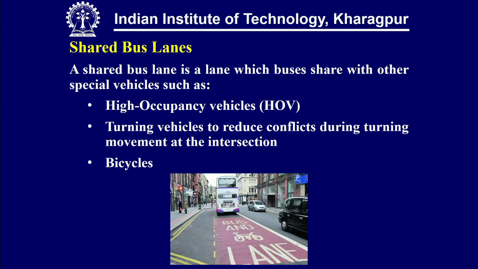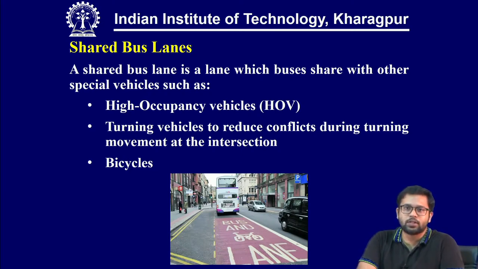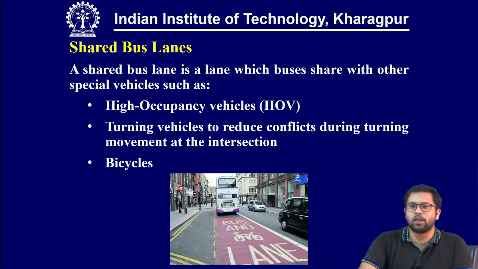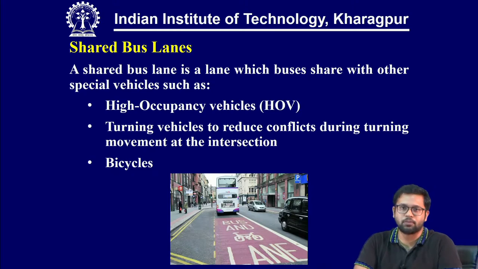Now, a shared bus lane is another special type of bus lane, where in some cases the bus lane may be shared by the bus with other forms of traffic, such as high-occupancy vehicles, where three or more persons are riding the same vehicle and they may be allowed to use the bus lane. Or in some cases, turning vehicles may be allowed to use the bus lane in limited capacity to reduce conflict at the intersection. Also, bicycles, which generally prefer to use the curbside because of safety aspects, may share the lane with buses when the bus frequency is low and the safety aspect is properly catered for.